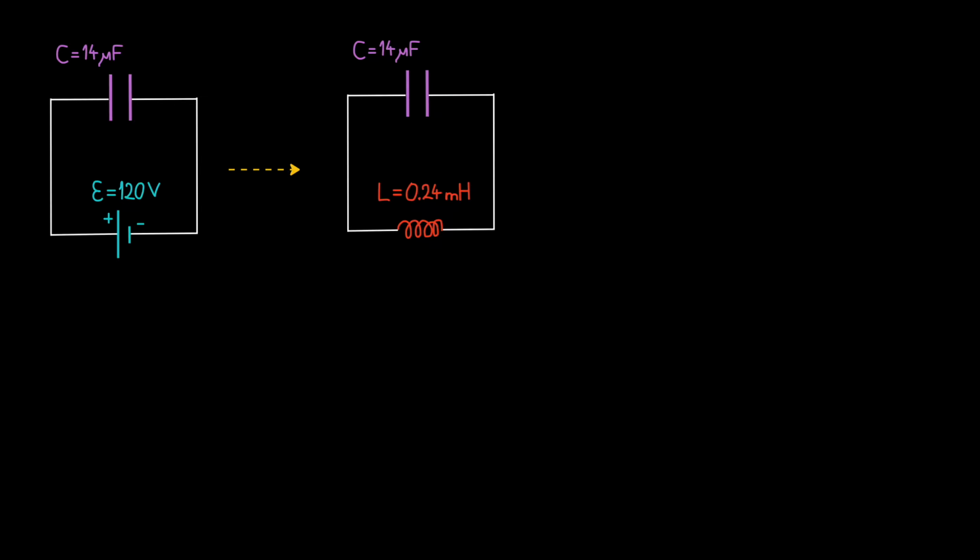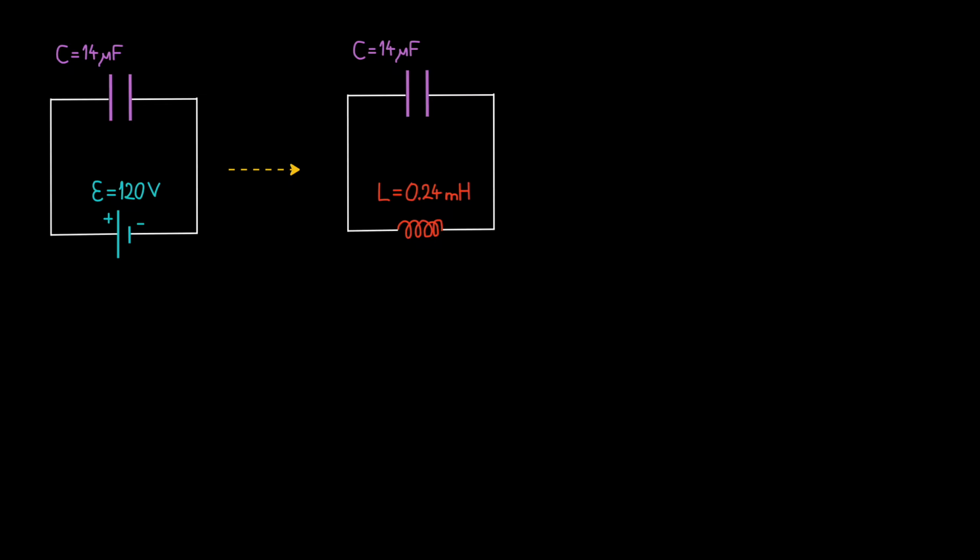We have a 14 microfarad capacitor. We connect it to an EMF source of 120 volts and we charge the capacitor. Then we disconnect it from the EMF source and we connect it in series with an inductor of inductance 0.24 millihenry. Now we have an LC circuit with the capacitor fully charged at the beginning.